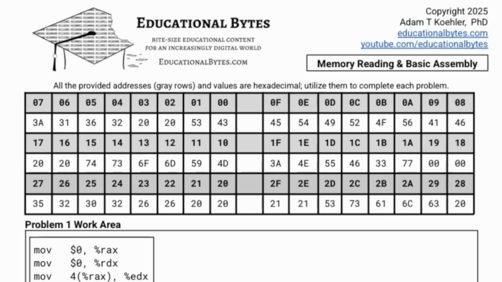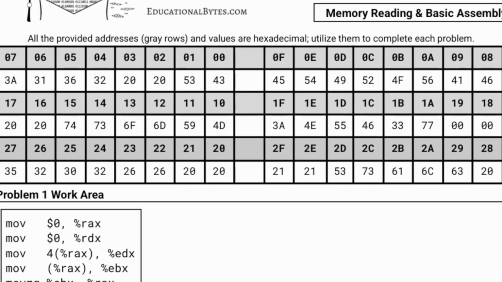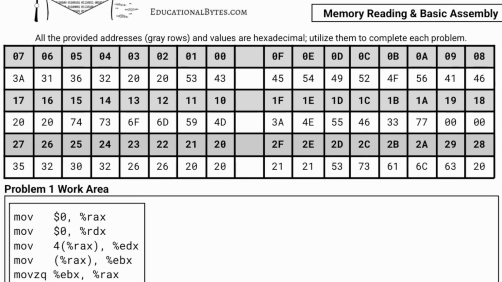Hi everyone, today I'm going to go over the memory reading and basic assembly worksheet for the Lab 5 activity. To start, let's look at our memory table. Over in the gray rows, we have our memory addresses, and below that, we have our values.